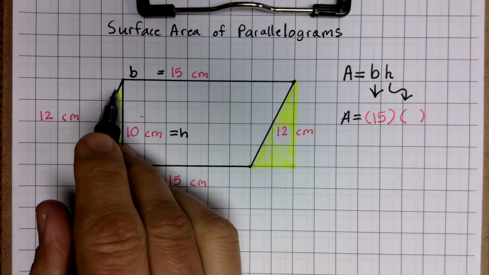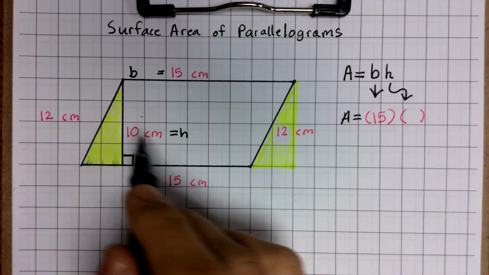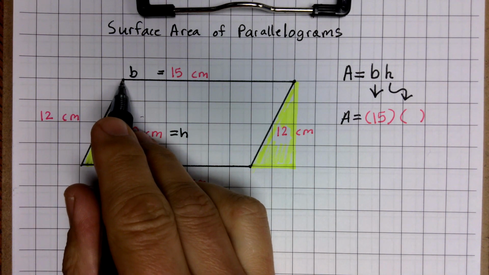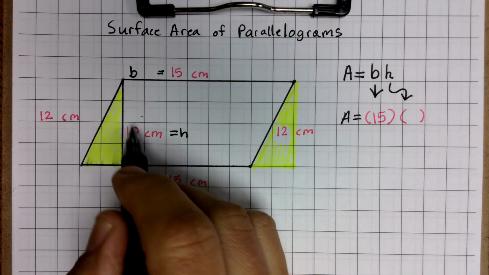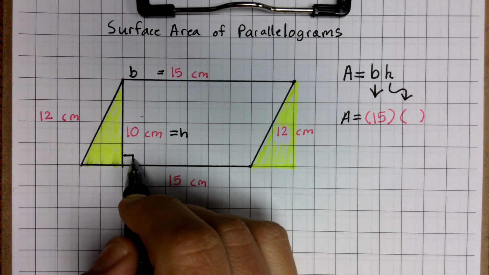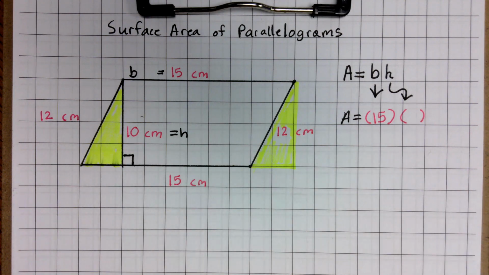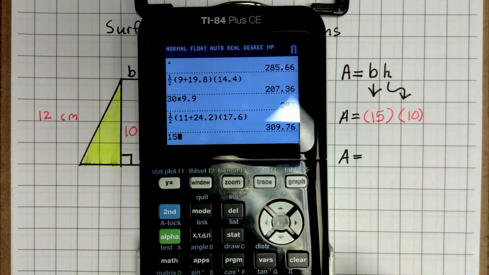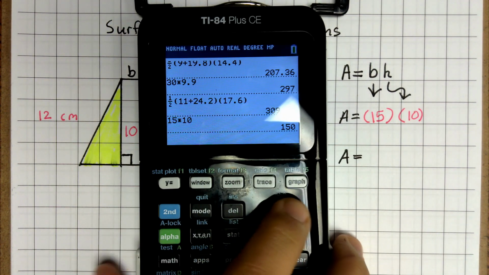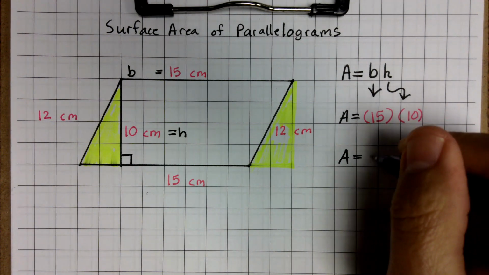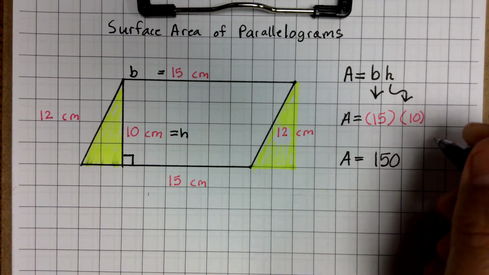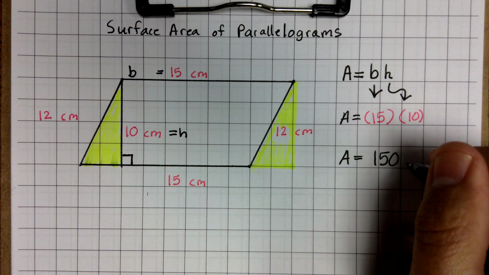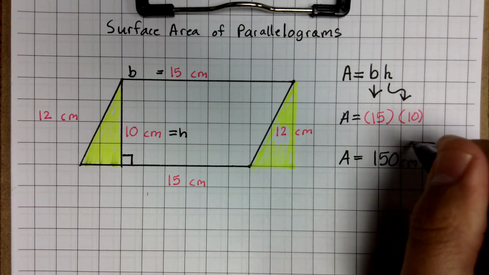So don't mix up the height with this slant height right here, this 12. We're talking about from the top of the parallelogram to the bottom of the parallelogram. So when it contacts it, it does make a 90-degree angle. So that is 10. So for the height, we're going to put a 10. And if we were to multiply these, then we'll have our surface area of it. And so 15 times 10 is going to give me 150. So the area of this parallelogram is going to be 150 centimeters squared.